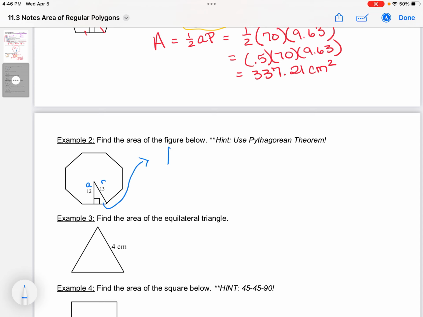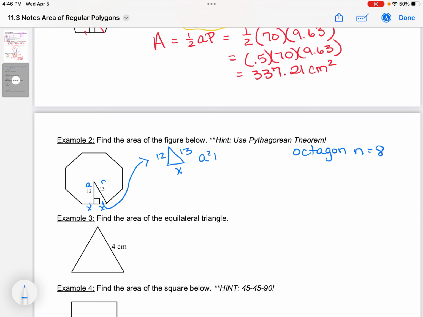So we're going to take this triangle out. So here's our 12, 12, 13, and x. We're going to call this side x. Now remember, there's 2 x's on the bottom, and that's going to make one of the sides. So we have 1, 2, 3, 4, 5, 6, 7, 8. So we have an octagon. So it's got 8 sides.